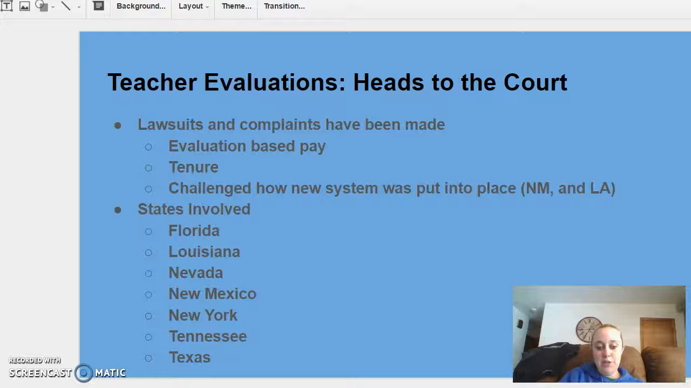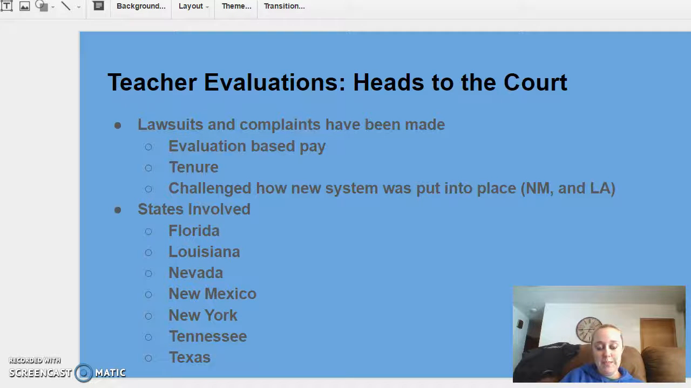The next article we read was Teacher Evaluations Head to the Court, and it was basically about several different lawsuits that have been happening in several states. A lot of the lawsuits and complaints have been about evaluation-based pay. And for me as a SPED teacher, I don't like that. I don't like my pay being based on my students' performance. I don't think that that's fair.